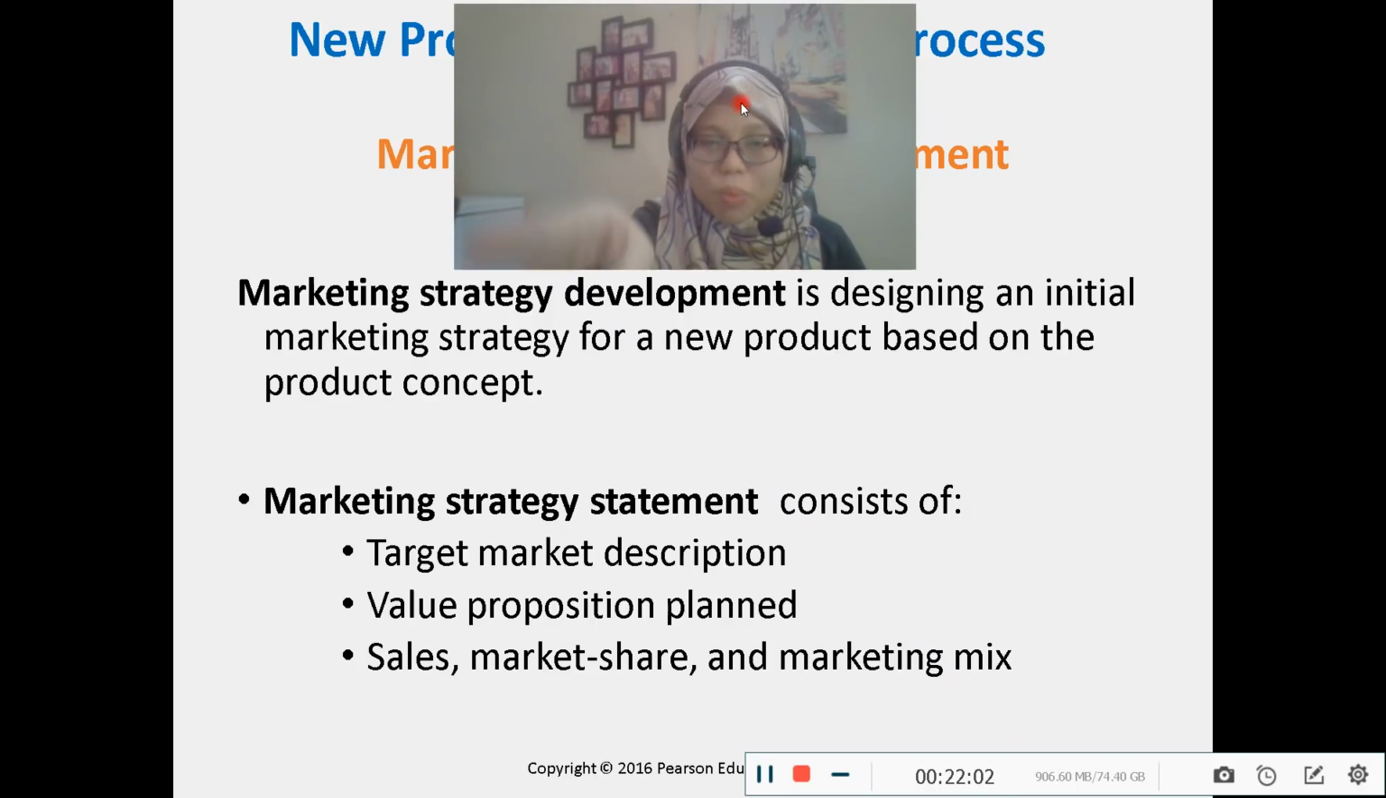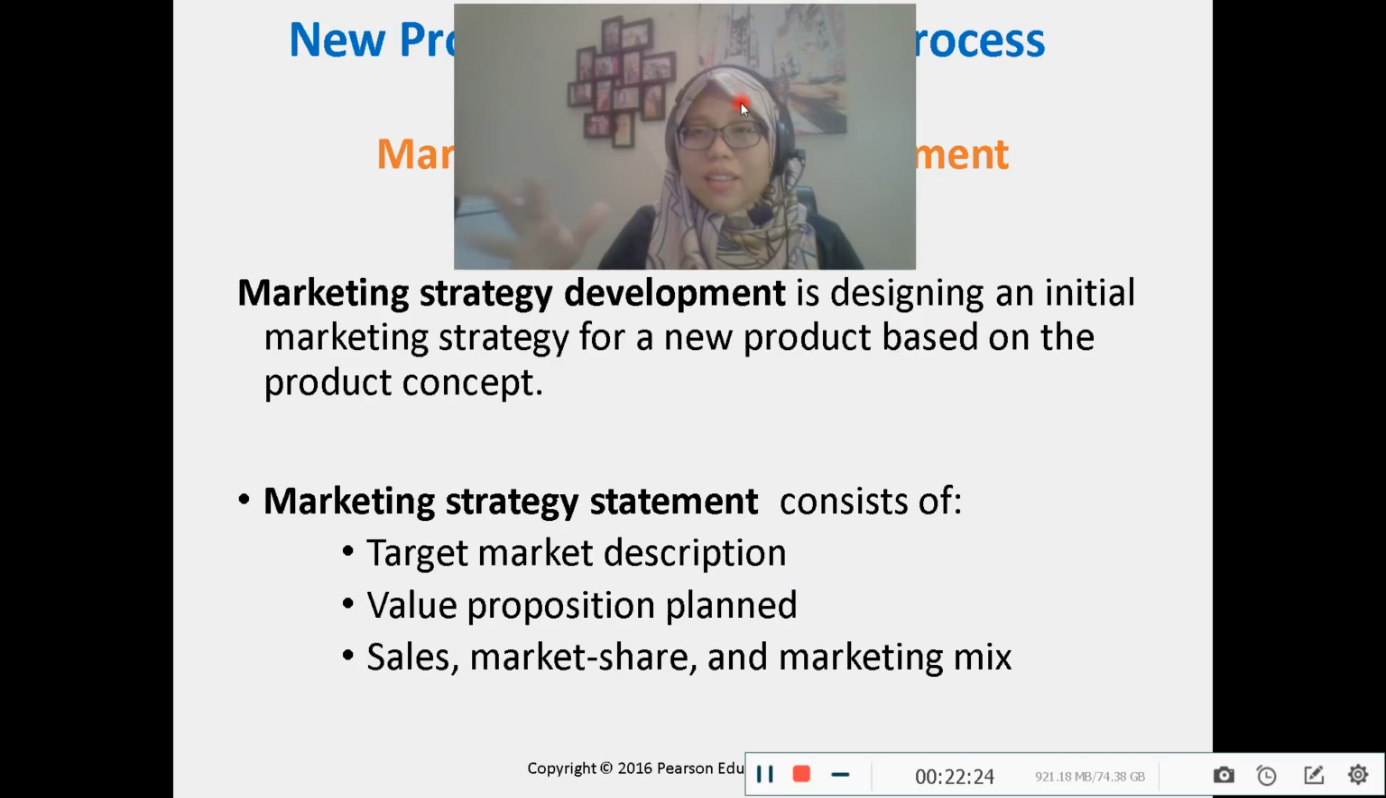Mesti juga value proposition because you want to, how do you want to position your product in the market? You want to be looked as something luxury item, or you want to be looked as something affordable, or you want to be looked as something which is high quality but with low price. So it's up to you.